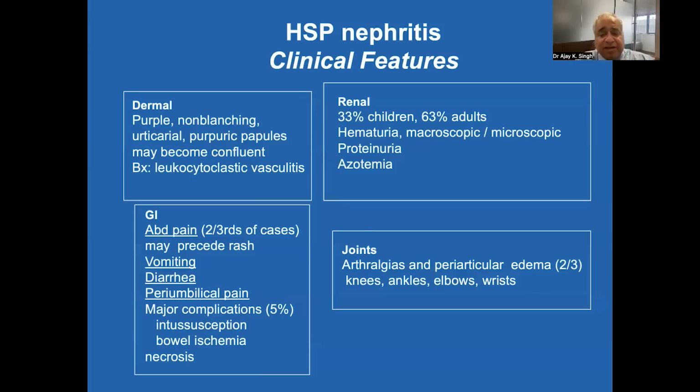You get joint abnormalities with arthralgias, not arthritis, so there are no deformities. Arthralgias and periarticular edema occur in about 2/3 of patients, involving the knees, ankles, elbows, and wrists, so large joints, not small joints of either the hand or the foot.